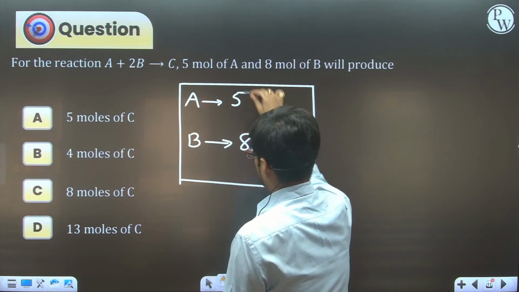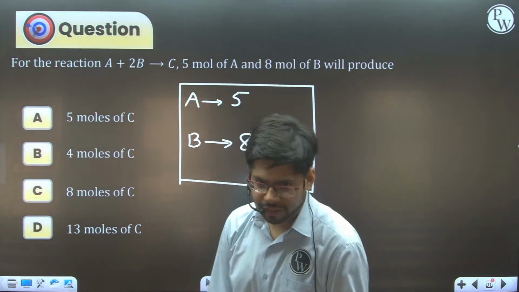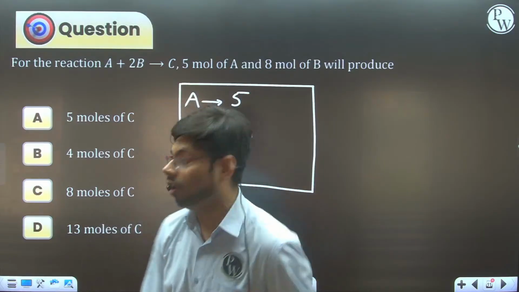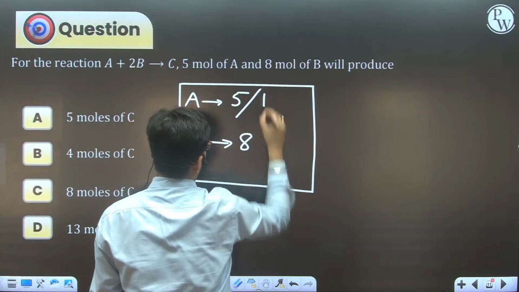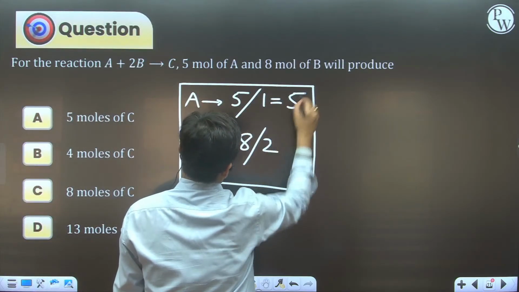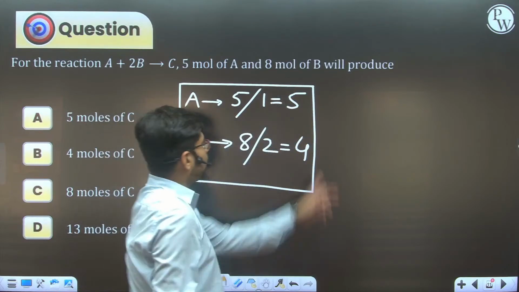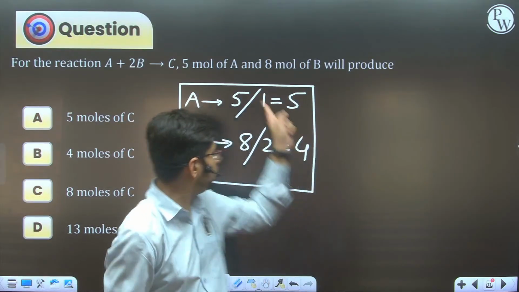You write the number of moles. So I have written the initial number of moles of each reactant and divide the number of moles by the respective stoichiometric coefficient. So the coefficient of A is 1, divide this by 1. The coefficient of B is 2, divide this by 2. We have got two numbers now. Compare these two numbers. That's the only intention of doing this division.